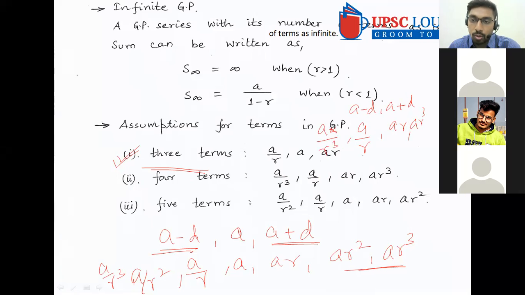Okay, so you have to take only the odd values. That means a r cube, a r 5 on the multiplication side, and a upon r cube, a upon r to the power 5 on the division side. Okay, in the multiplication and division, not in positive and negative. Positive and negative we will take in the AP part. Okay, so you can assume the terms.